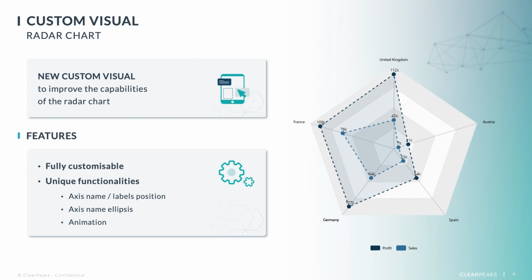A few months ago, one of our clients needed a radar chart visualization to show some insights of their data. The current radar charts available in the marketplace have some limitations, and we decided to create a new radar chart from zero, fulfilling the needs of our client. The result is a fully customizable radar chart with unique functionalities like the possibility to define the position of the labels, configure the ellipses of the axis, and enable animation to show or hide axis. In the demo, we will go through all these possible configurations, but before, I will talk briefly about the architecture.